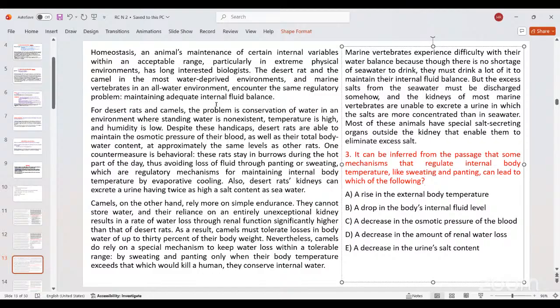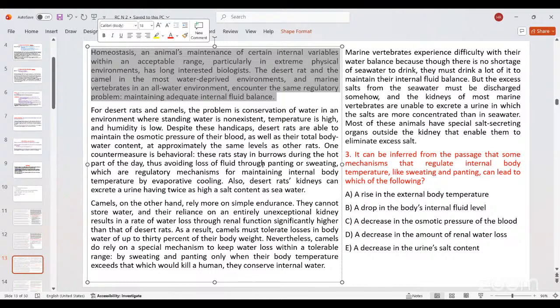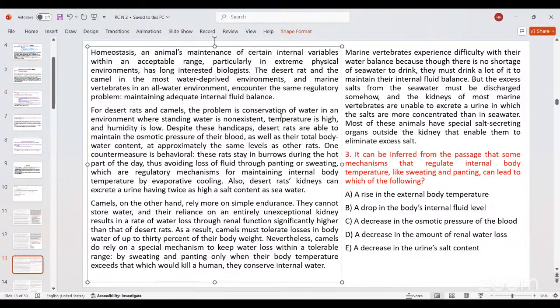Remember, your inference question approach should be the secondary one. First solve other types of questions and after that return to inference, because inference requires detailed reading. Now, what you need to do is first locate sweating and panting. In the first paragraph, there is no sweating and panting, so it will be either the second or the third. Now just skim and check where sweating is.